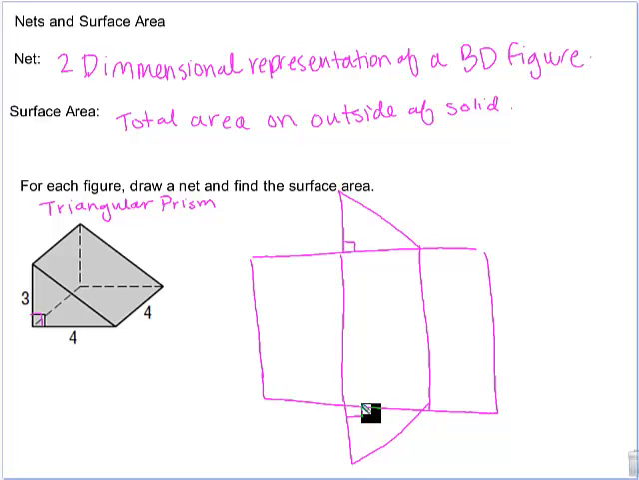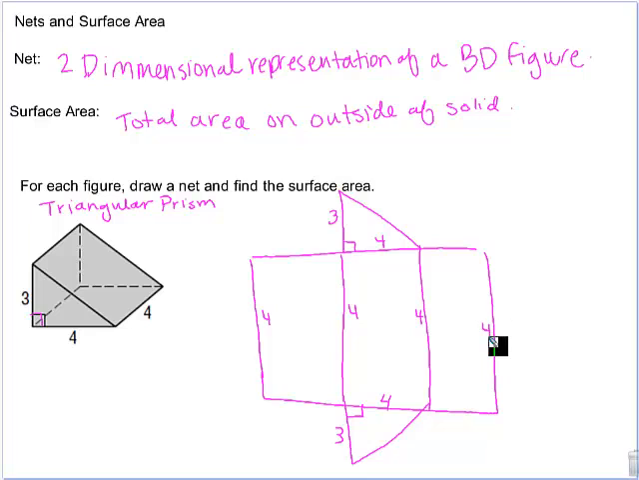Now we want to go through and label some of the measurements we know. Where would this 3 go? On the triangle. Where on the triangle? Next to the 90, going up, so that's the height. This one down here is also the 3. Where's the 4? On the bottom of the triangle, yep. And where else does the 4 go? Because there's another 4 over here. On the rectangles. Yep, on the rectangles.